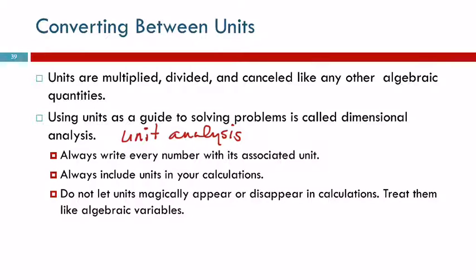So, important things to remember. Always write every number with its associated unit. Remember that spaceship that went down because of units. We don't want to have that happen. Always include units in your calculations, and don't let those units magically appear and disappear. Okay? So some wishful thinking happens with units. You can't just slap a unit on it because you think that's what it should be. Treat them like variables, and they're going to follow the rules of math.